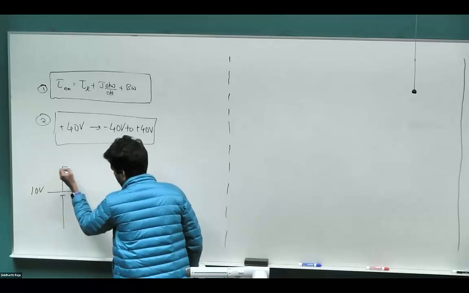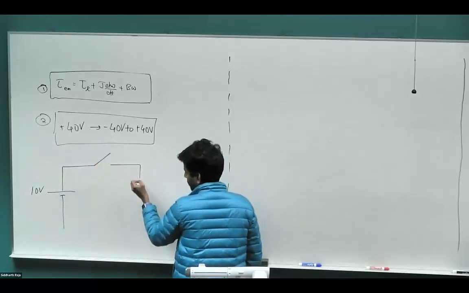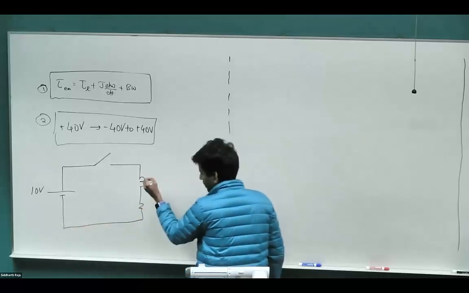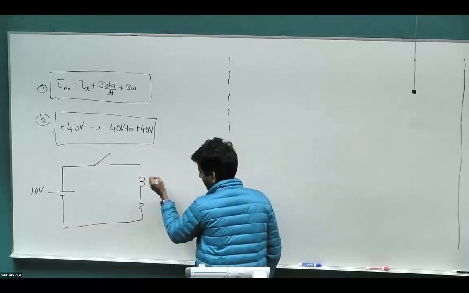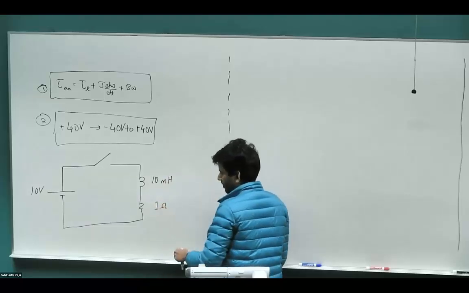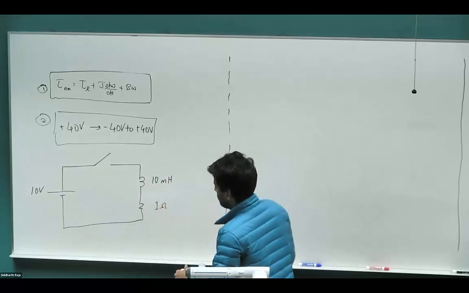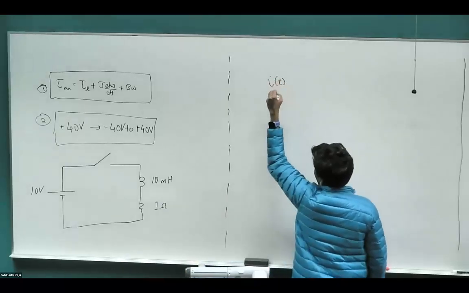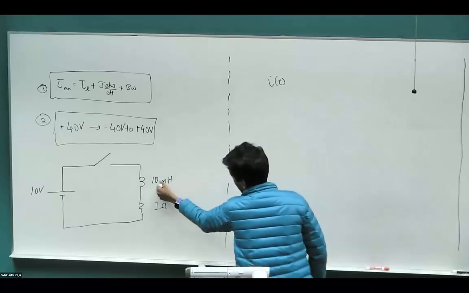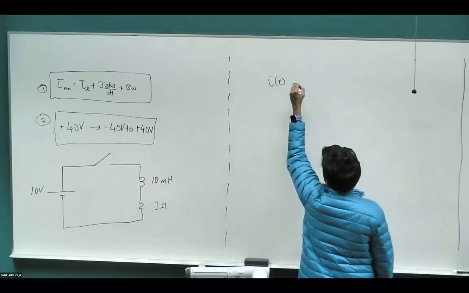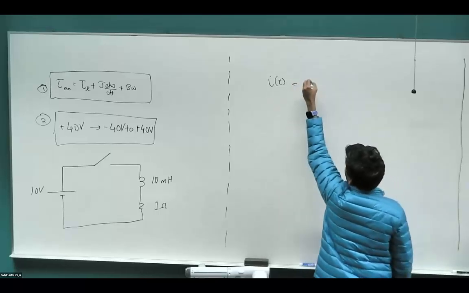We had a 10 volt DC bus. We had a switch. And then we had our inductor, let's take 10 millihenry, and let's say a 1 ohm resistance. And we looked at what the response of this is going to be. So the current, again, at time t equal to 0, I don't have to give the initial condition. If the switch is open, current is going to be 0. It goes without saying for this case.